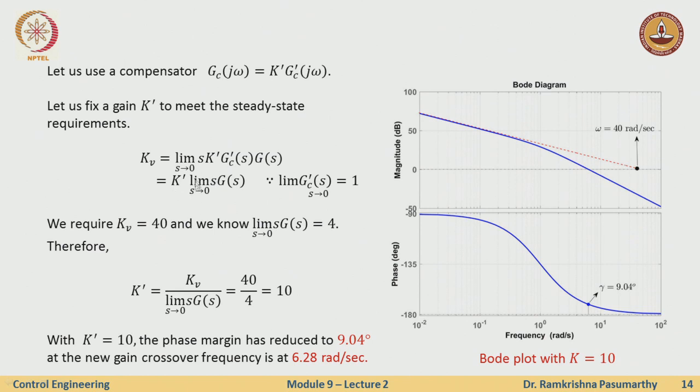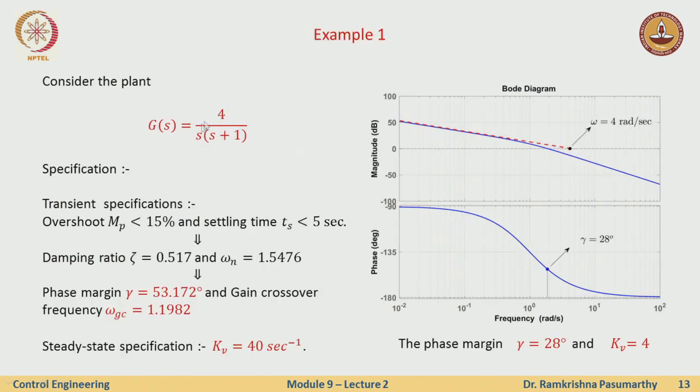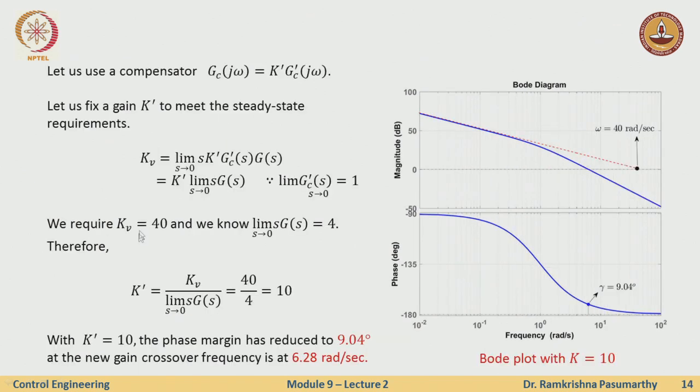Kv is k prime times the limit as s tends to 0 of s times g of s. What is required? Kv is 40, right? And I know that the limit as s tends to 0 of s times g of s is 4. This is given to me from here. So I can find out the new gain k prime is just 40 over 4, which is 10. This is the additional gain that my compensator should provide. With k prime equal to 10, I can get Kv equal to 40.